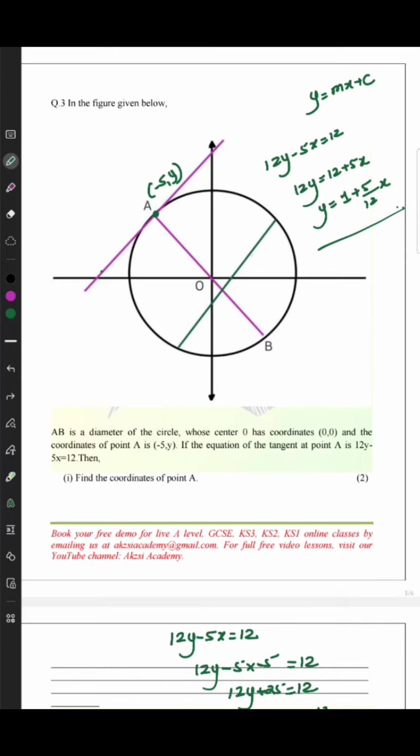That means the gradient of the perpendicular will be negative 12/5, but here it is 5/12, because they are parallel. Whenever two lines are parallel, they have the same gradient, and when they are perpendicular, they are negative reciprocals of each other. In this case, they are parallel, so the gradient of this chord will also be 5/12. That means the equation will be y = 5/12 x + c. Now we need to calculate this c. Let's see how we can do that.